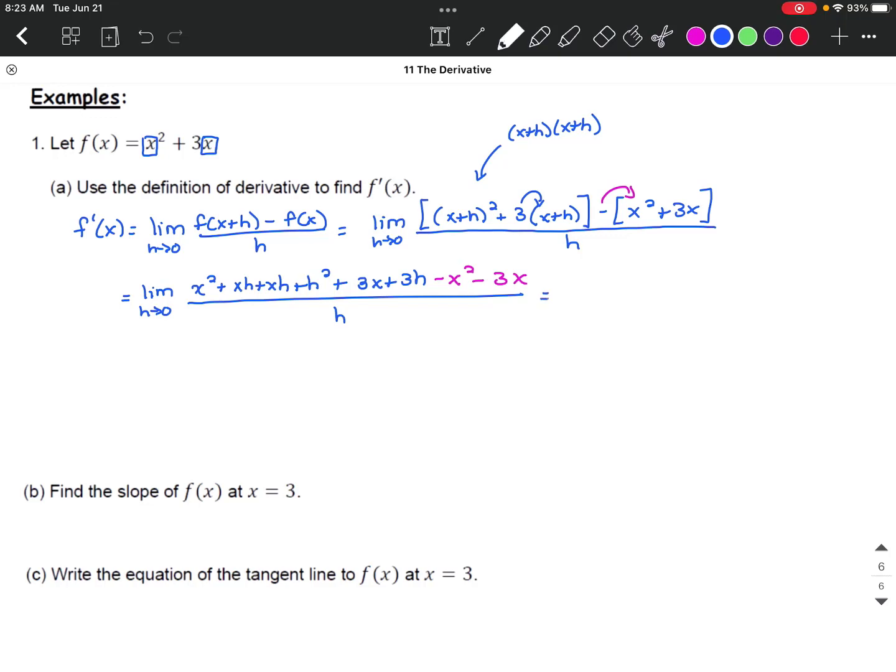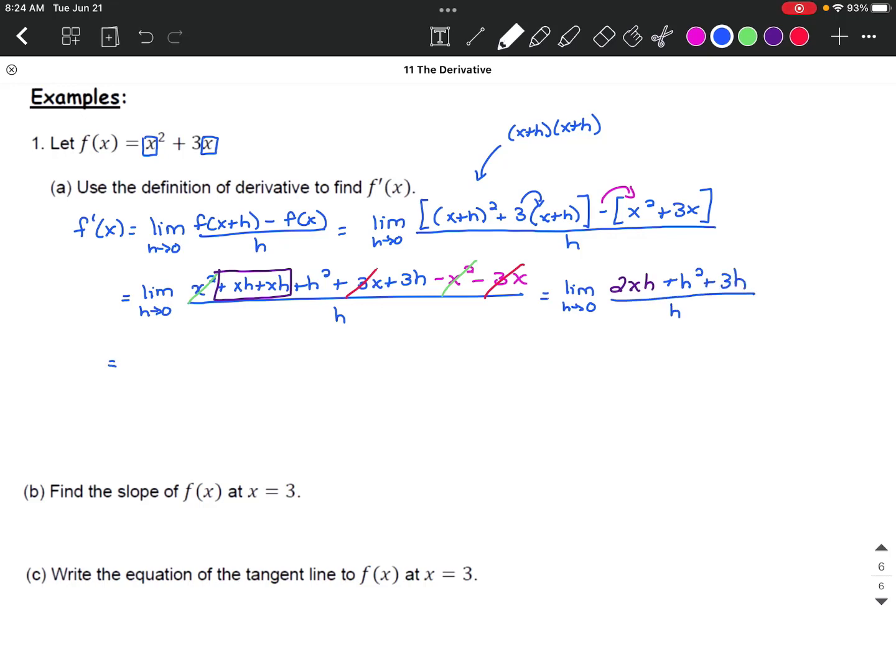Now we've got this limit. Notice I keep writing this limit as h heads to 0 because I have not taken the limit. This is a function. I have not done that yet. However, when I look at my algebra, x squared minus x squared is going to add to 0. Also, 3x minus 3x is going to add to 0. I also have here an xh plus an xh, so that's 2 xh's. Then I have an h squared, and I still have a 3h all over h.